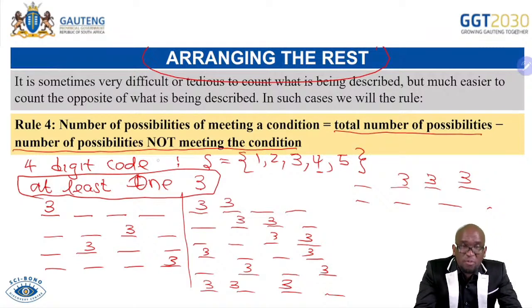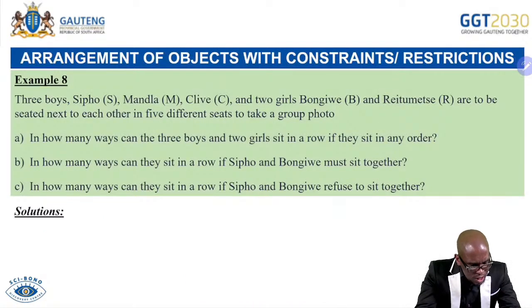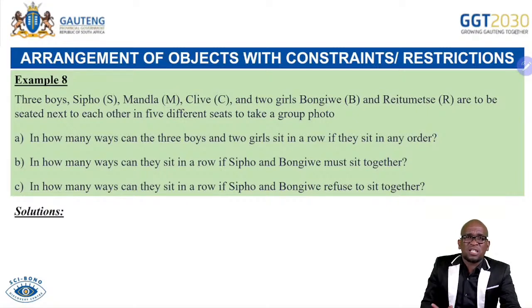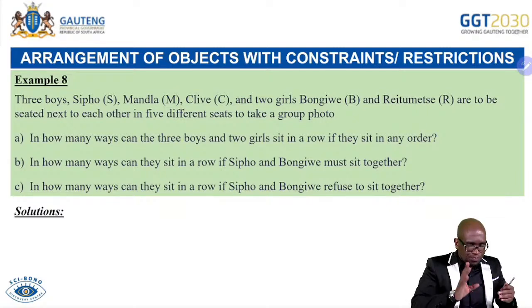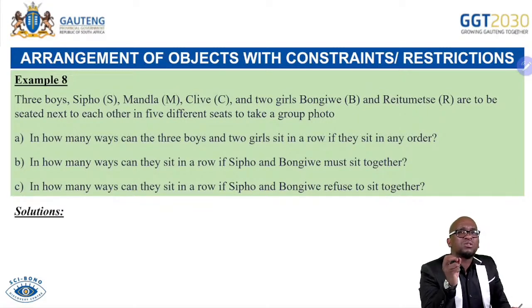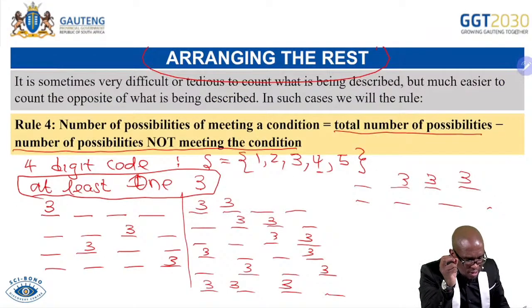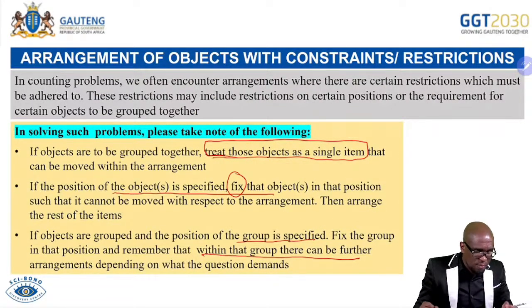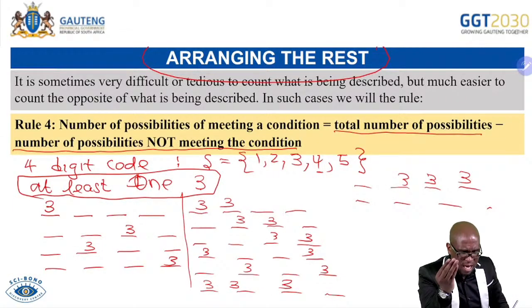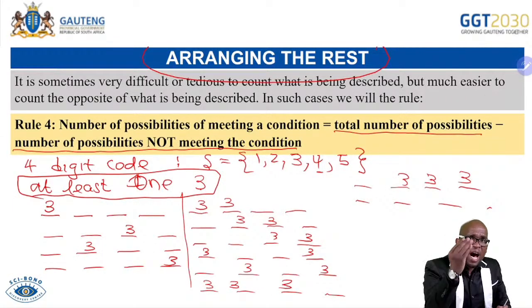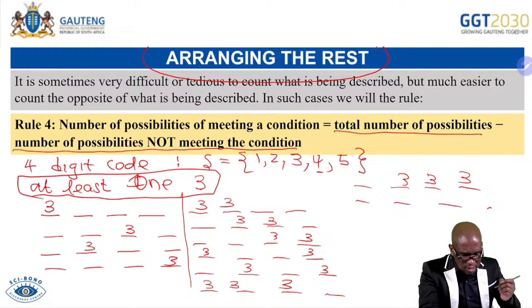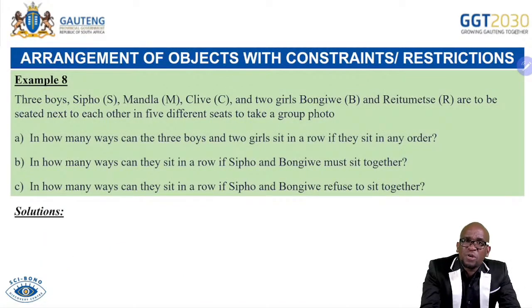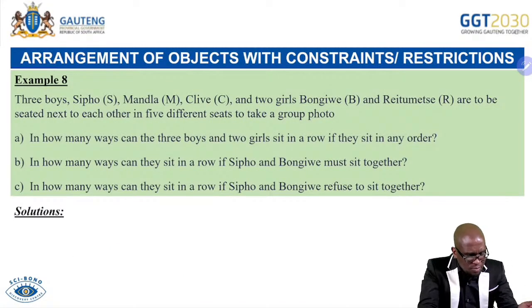So I am going to move on. You are going to see it in application. Arrangement of objects with constraints or restrictions. Now I have an example. I've given you the background by giving you these three useful guidelines. And then from there, I also gave you a further background by checking arrangement of the rest of the objects. Now, let's look at a practical example where this can be done.